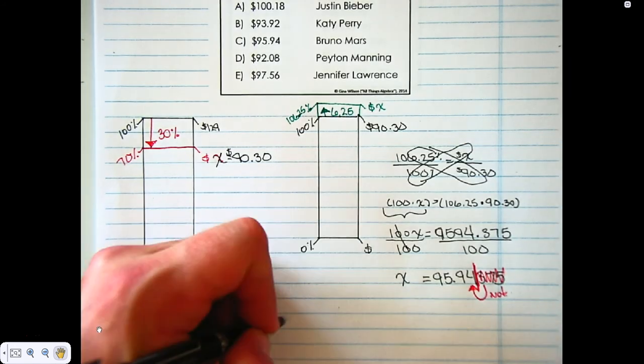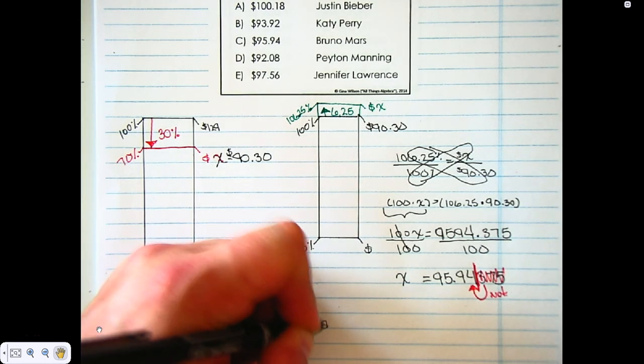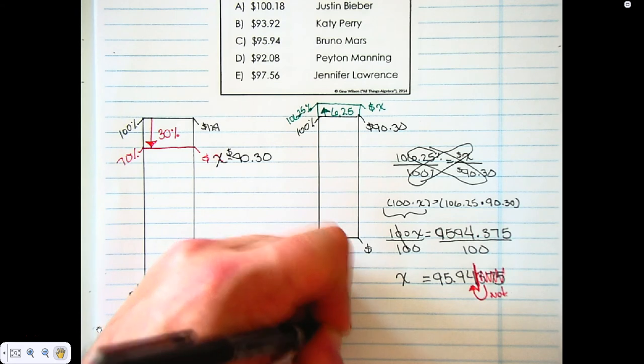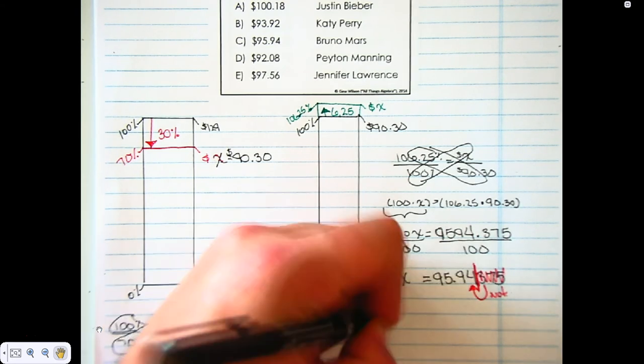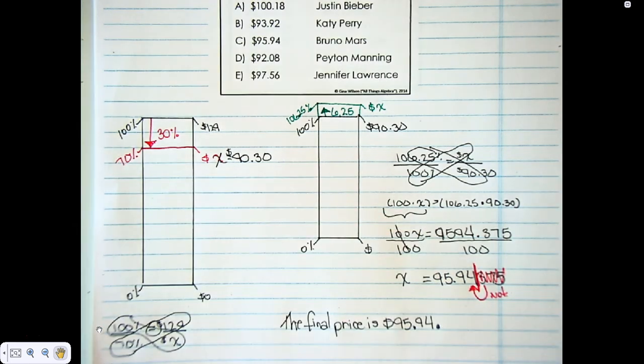So I'll go ahead and write it out. The final price is $95.94. There we go. Very easy to write out. If you have any questions about this particular problem, please raise your hand. If not, we'll be moving on to the next one momentarily.